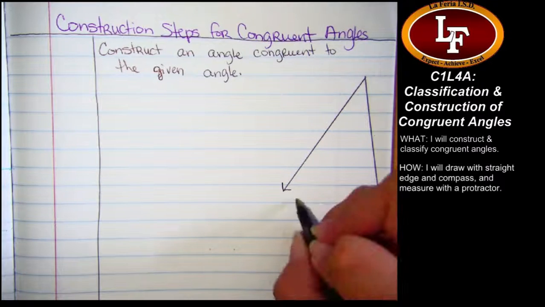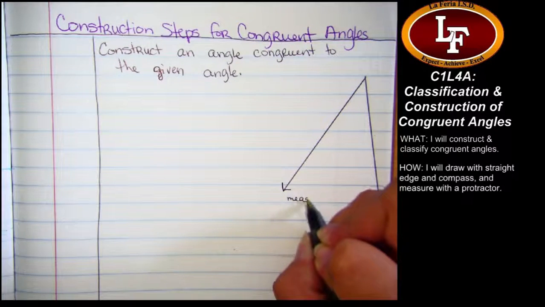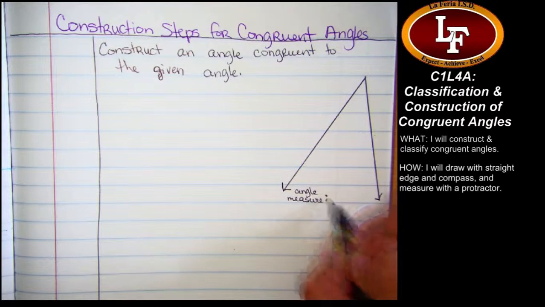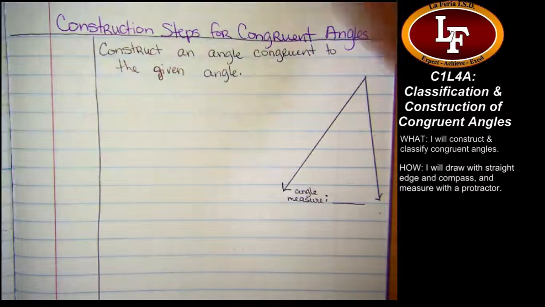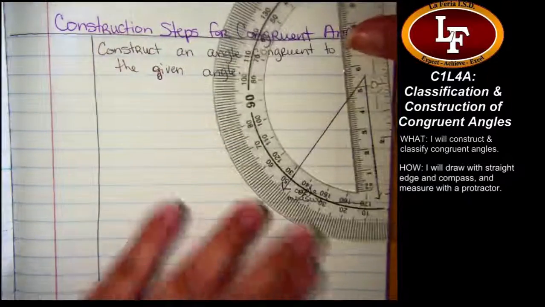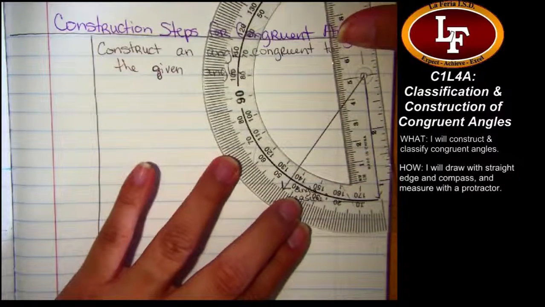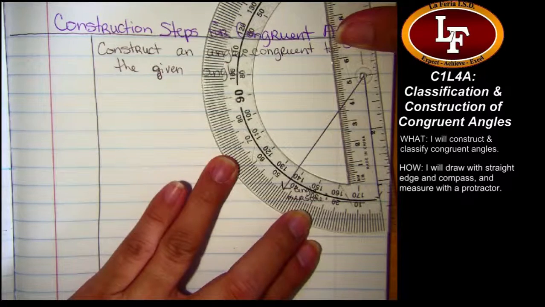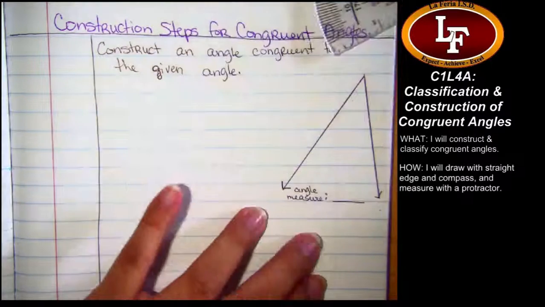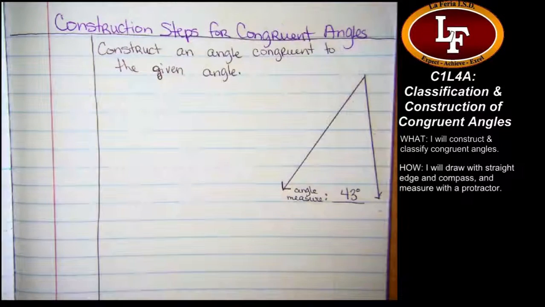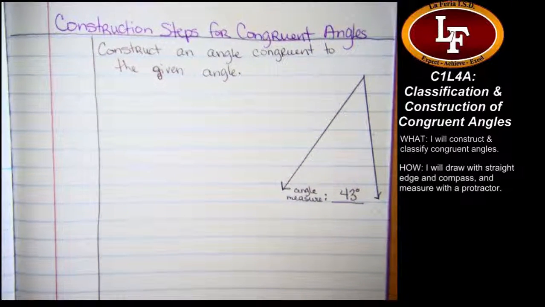I want you to measure it. Measure this angle, the one that you drew. You're going to have a different number than what I have. I ended up with 43 degrees. You measure yours. It's going to be different. Measure your angle.